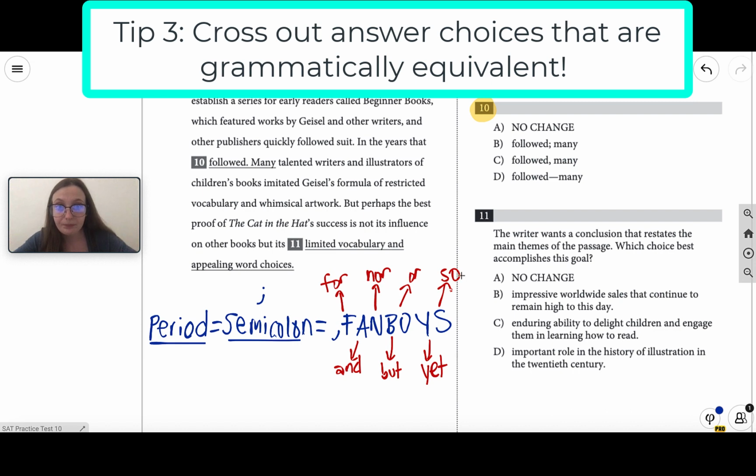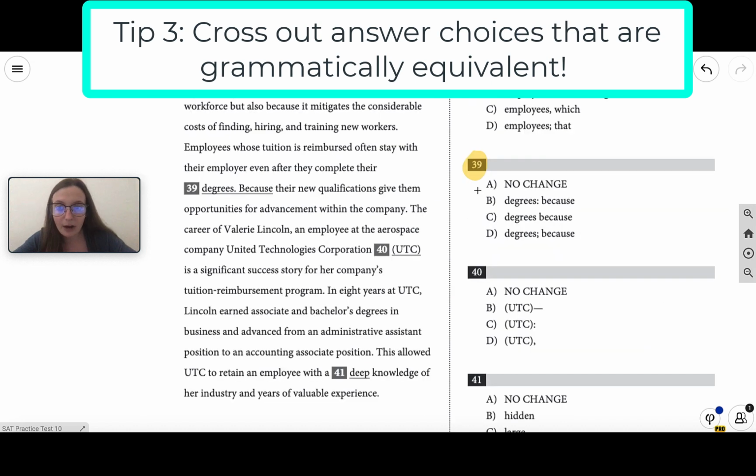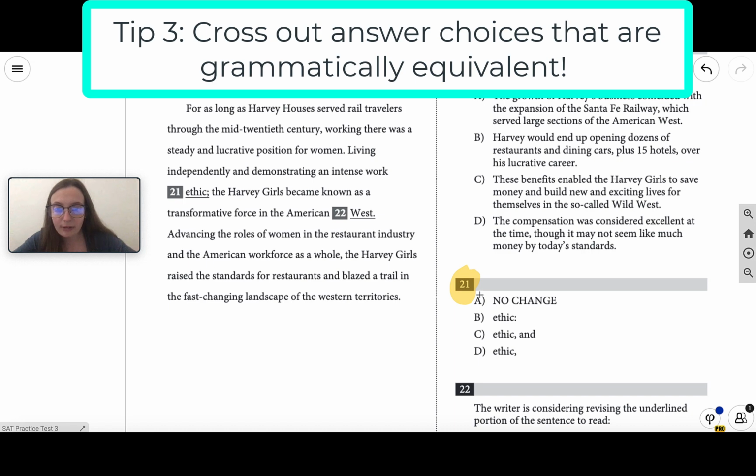So when we look, for example, at question number 10, I can see automatically the choices A and B are the same because they both have the same wording, followed many, and they have equivalent forms of punctuation, a period and a semicolon. Same thing follows for question 39. I can automatically knock out choices A and D: identical wording, degrees because, and identical punctuation, period and semicolon. And finally, for question 21, I can eliminate choices A and C. A has a semicolon and C has a comma FANBOYS. So those two are equivalent.